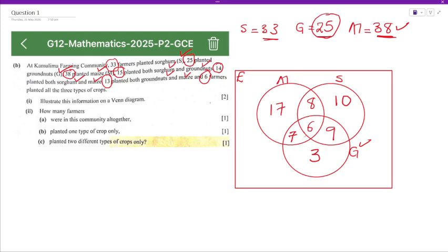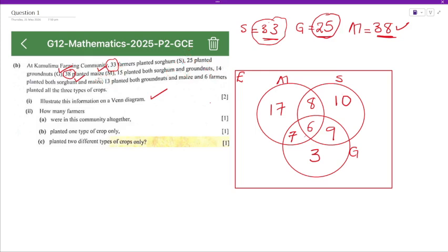Then we go to the next one, which is sorghum. The total for sorghum should be 33. So we have to add everything. 10 plus 8 plus 9 plus 6. That gives me exactly 33. We are correct. So now we have confirmed that all the values are correctly placed inside the Venn diagram. We can now proceed to the rest of the question. So this one, we are done. We have gotten those 2 marks.